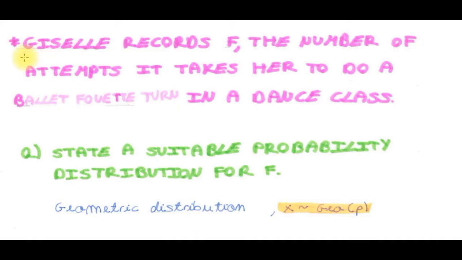Okay, let's get started by reading the statement of this problem. It says, Giselle records F, the number of attempts it takes her to do a ballet fouette turn in a dance class. A. State a suitable probability distribution for F. We're going to model the variable F using a geometric distribution because we're recording the number of failures before the first success, which in this case is doing a correct fouette turn.